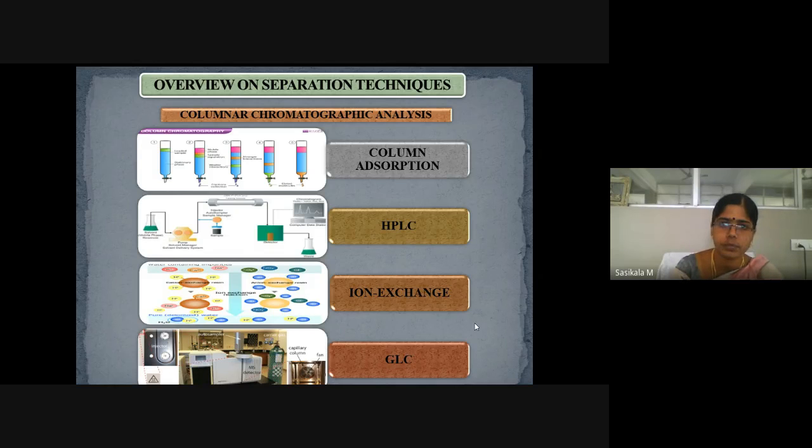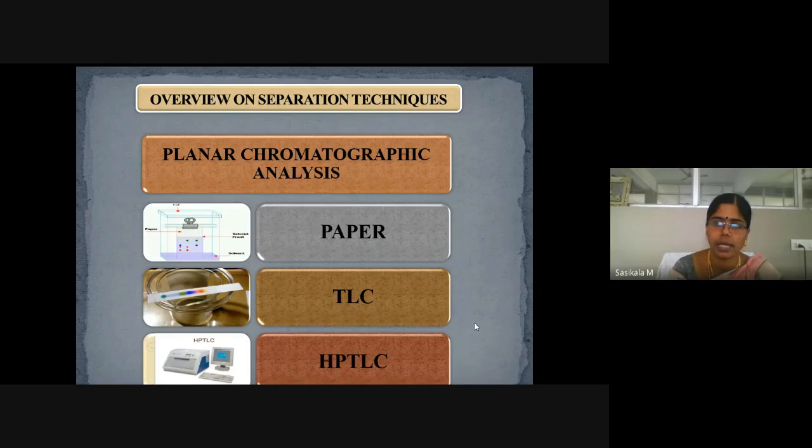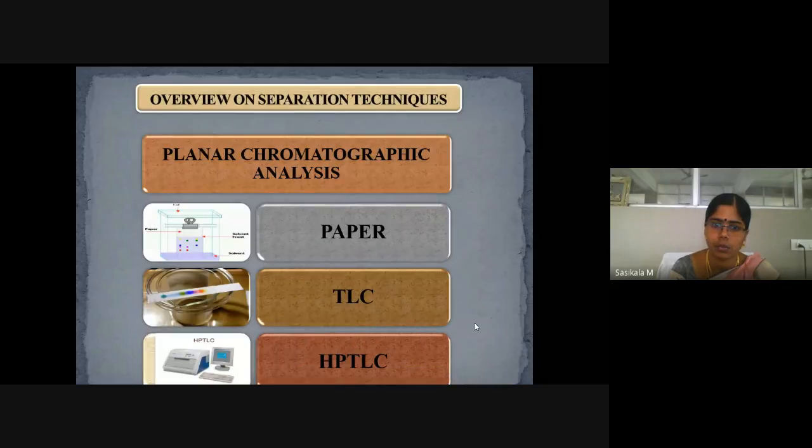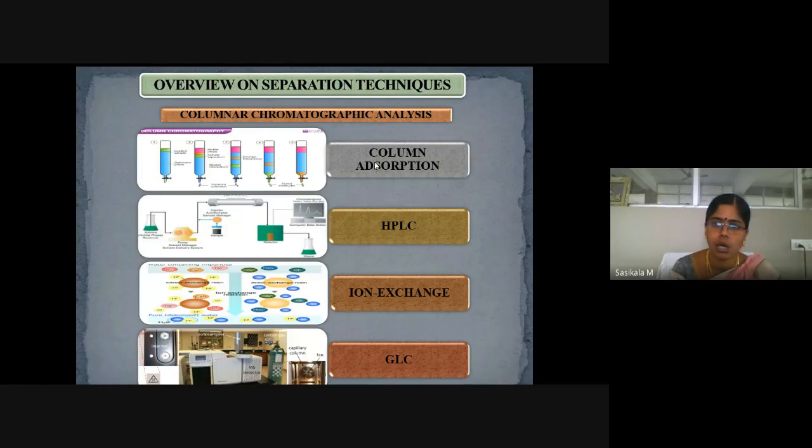Clear? So what are the two broad categories of separation techniques? Planar chromatography and columnar chromatography. In planar chromatography, separation occurs over a plane surface. So what are the types? Paper, TLC, and HPTLC. For columnar: column adsorption, HPLC, ion exchange, and GLC.